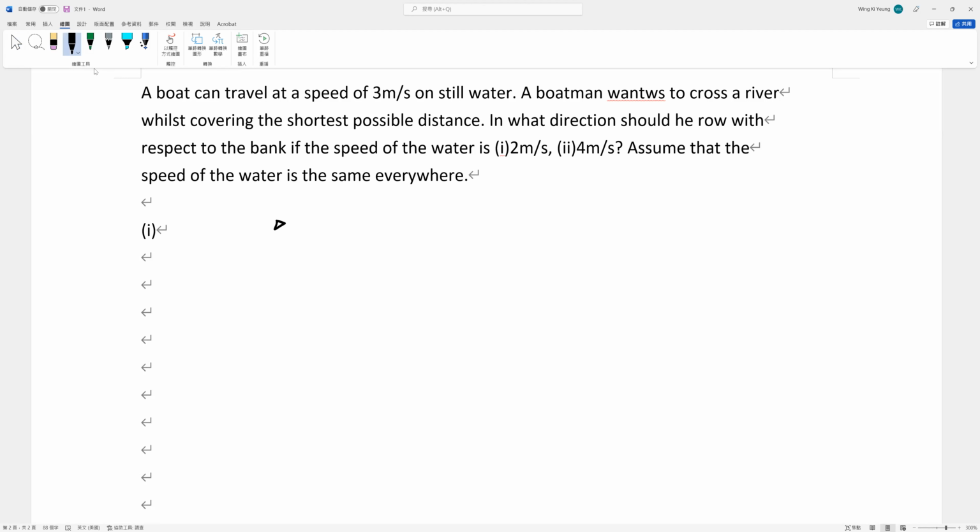Now 3 meters per second at some angle to the vertical, and 2 meters per second is the speed of the water. And you would like the resultant velocity, the velocity of the boat relative to the ground, to be vertical. So the question is asking you about this angle. So it will just be arcsine 2/3. Okay, done.